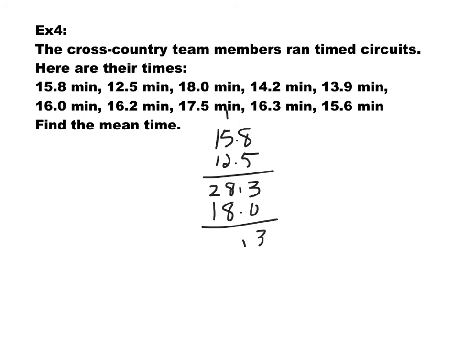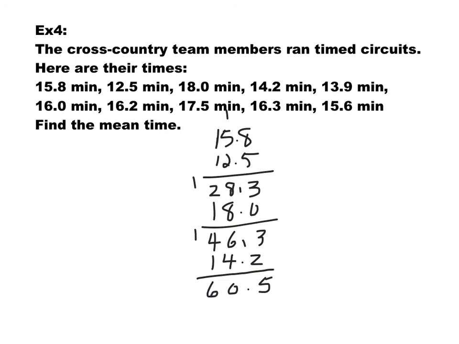8 plus 8 is 16. And then 1 carried over. 1 plus 2 is 3, plus 1 is 4. So the answer is 46.3. Now we have to add 14.2 to this one. 2 plus 3 is 5. 4 plus 6 is 10. 1 carried over. 1 plus 4 is 5, plus 1 is 6.